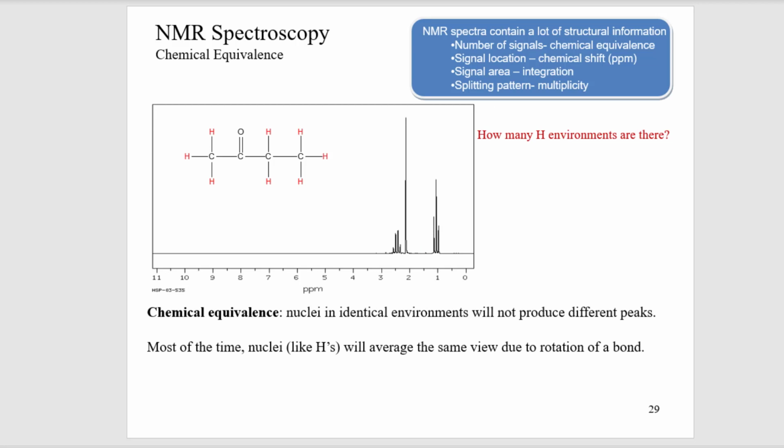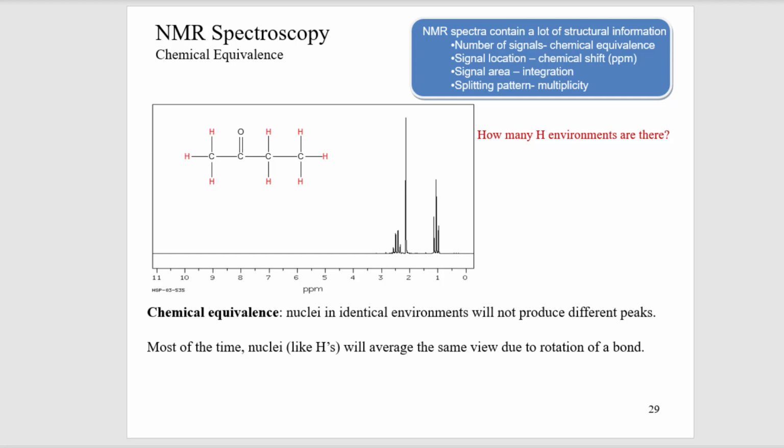So I've listed up in the top corner in blue those 4 questions. The number of signals, chemical equivalence; the signal location, chemical shift, ppm; the signal area, the integration, like the tallness or the shortness of the peak; and splitting pattern, multiplicity. So let's go through each one of these step by step. We're going to start with chemical equivalence. This is how many hydrogen environments there are, or why do I see 3 signals?